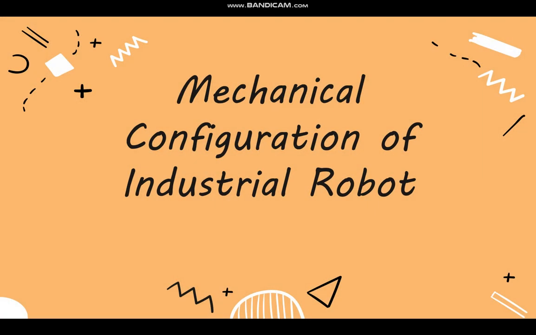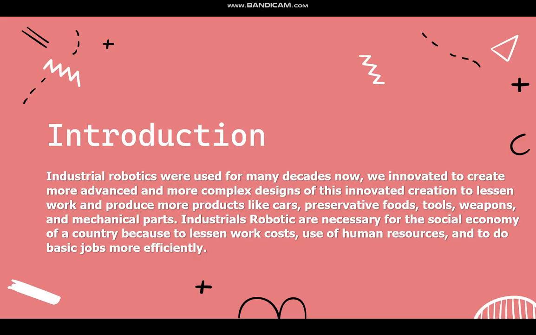Now, for this section, I'll be discussing the mechanical configuration of industrial robots. For our introduction, industrial robotics have been used for many decades now. We innovated to create more advanced and more complex designs of this innovative creation to lessen work and produce more products like cars, preservative foods, tools, weapons, and mechanical parts.